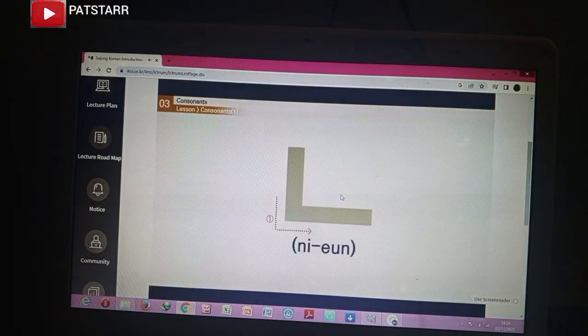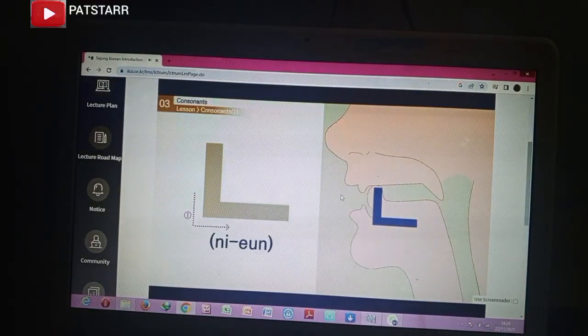When you pronounce nyun, the tip of your tongue will touch your upper teeth, making the nyun shape. Nyun is also a nasal tone. Listen carefully.